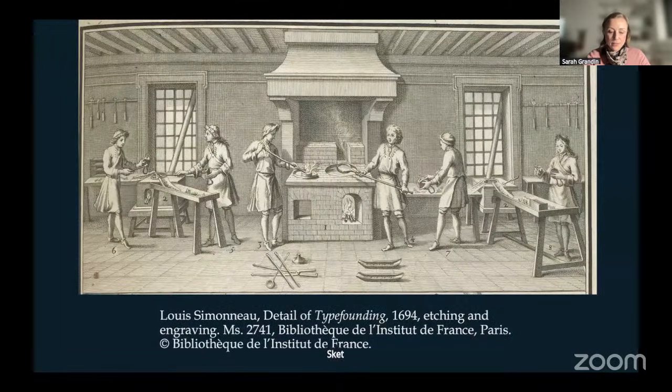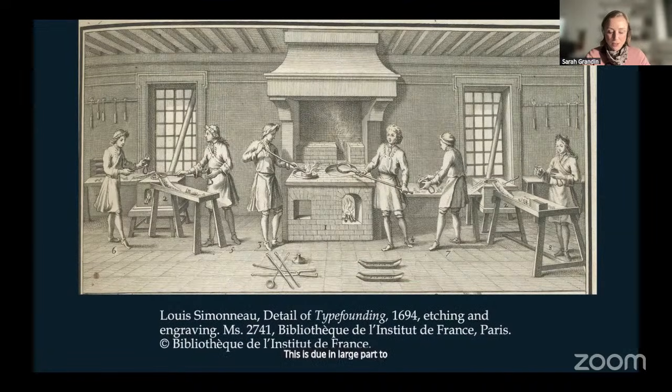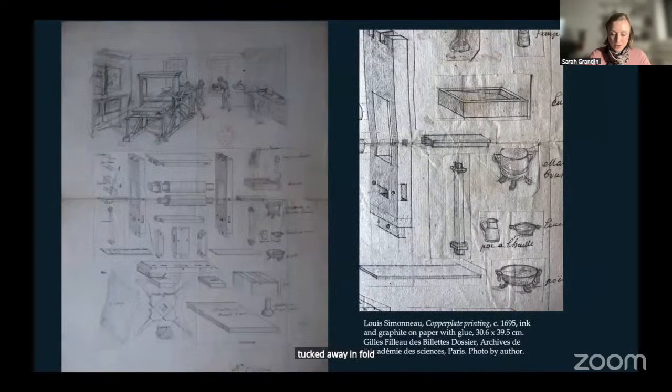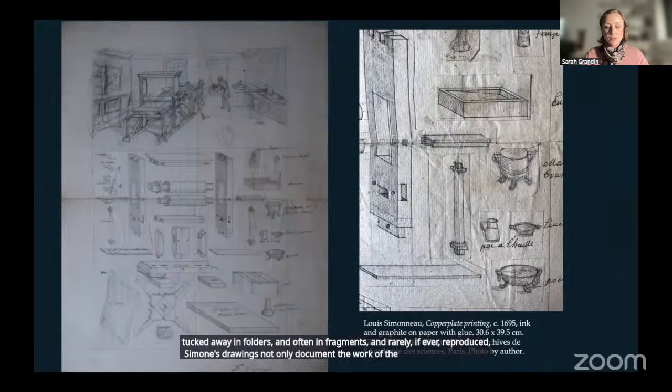Sketches for the Description des Arts reveal a less confident and more fumbling portrayal of artisanal practices than that encountered in the final plates. This is due in large part to the preparatory nature of the drawings. The page is a place to sort things out and think things through, tucked away in folders and often in fragments and rarely, if ever, reproduced. Simonot's drawings not only document the work of the artisan, they also document the work of the scientific illustrator.